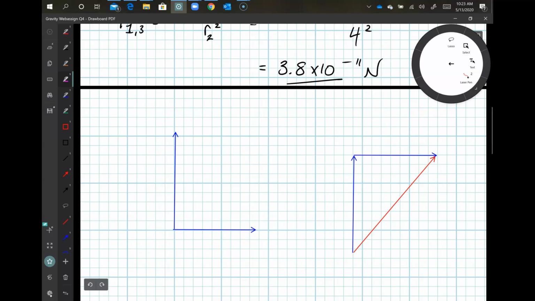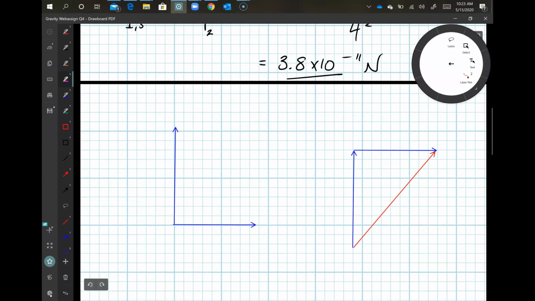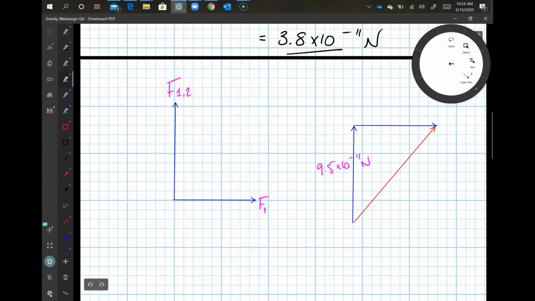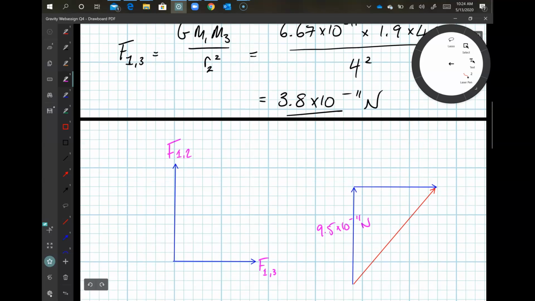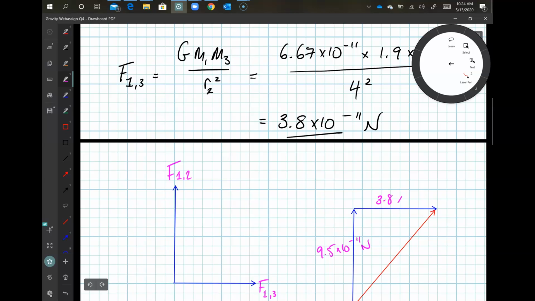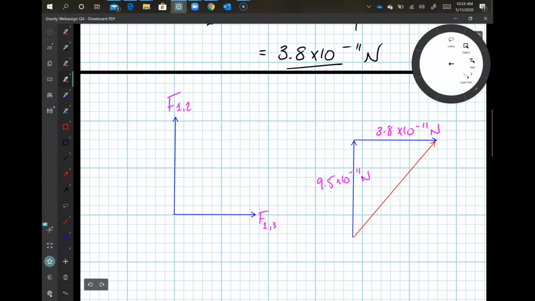Now, quite obviously, we know that this one here is going to be, hang on, sorry, what is it? 9.5 times 10 to the negative 11. So that's 9.5 times 10 to the minus 11 newtons. And then the other one, should have labeled them, apologies, that's F12. This is F13. So F12 was 9.5, and then F13 is 3.8 times 10 to the negative 11. So if we know the length of those two sides, how do we find this missing one here?